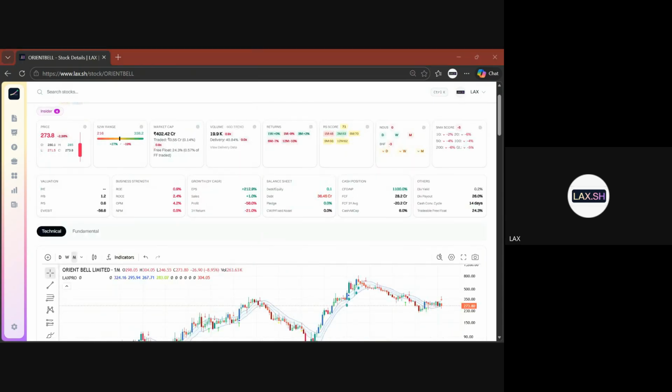PEG is not really a great idea. A lot of people were looking at PEG, then what happened? A lot of SME companies were trading at 0.2 PEG, 0.5 PEG. Right now they're trading where? At half of those prices. Why?